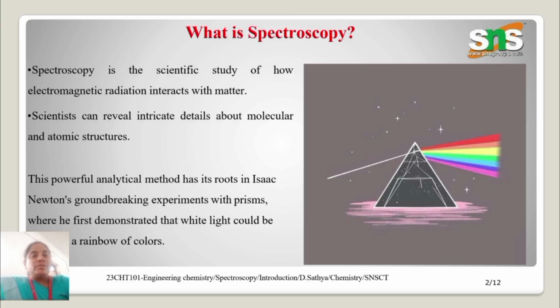So, in this diagram, white light is passed through a prism to form a differently colored spectrum, that means a rainbow. This powerful analytical method is rooted in Isaac Newton's groundbreaking experiments with the prism, where he first demonstrated that white light could give a rainbow of colors.